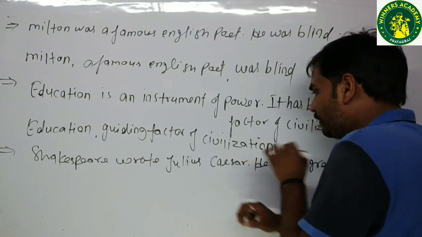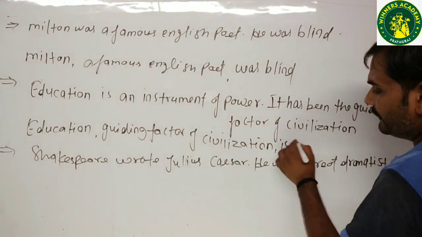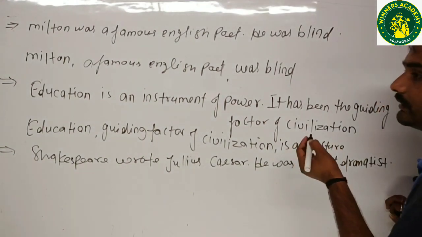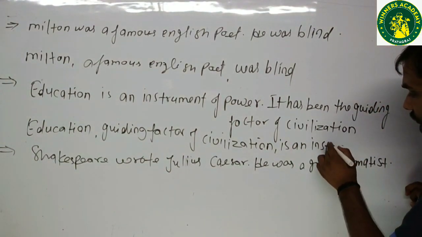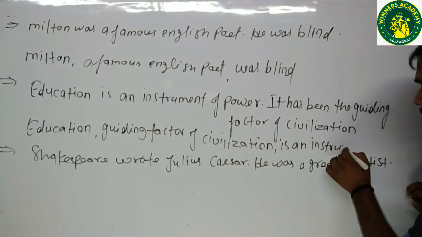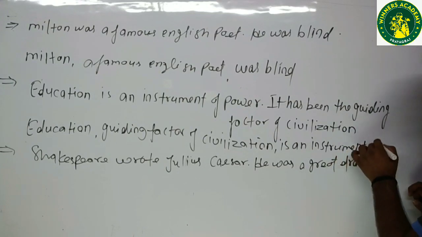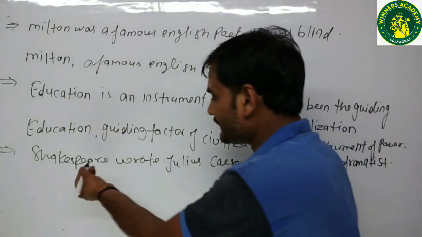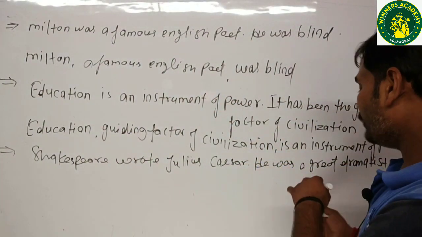After that, add a comma. Then is an instrument of power. If you write it like this, it is better. Next is Shakespeare wrote Julius Caesar. He was a great dramatist.